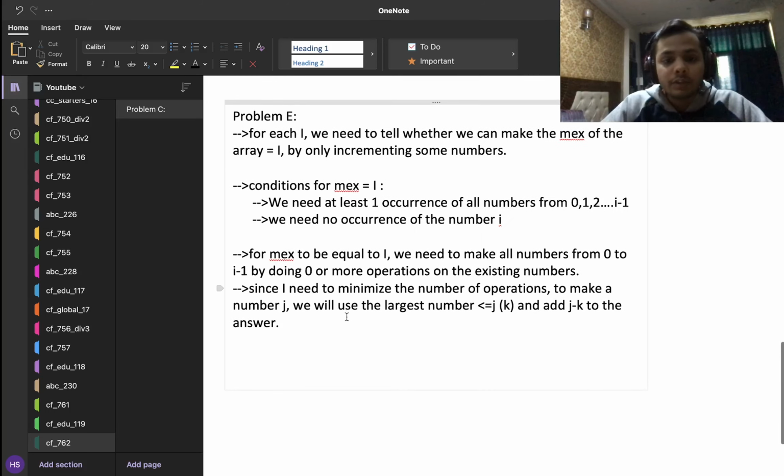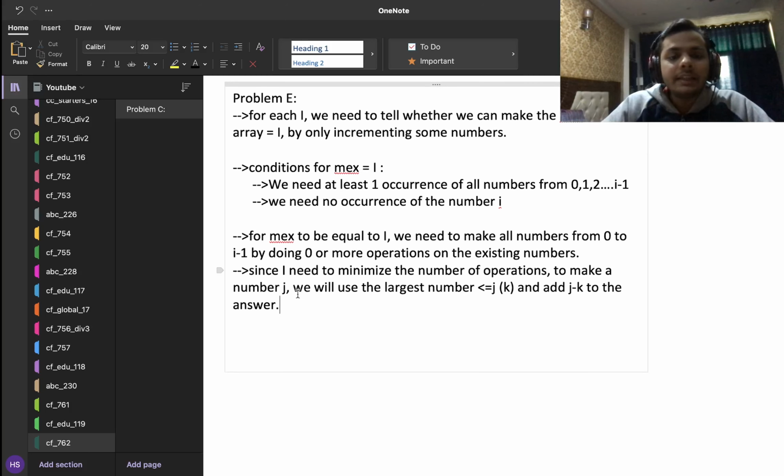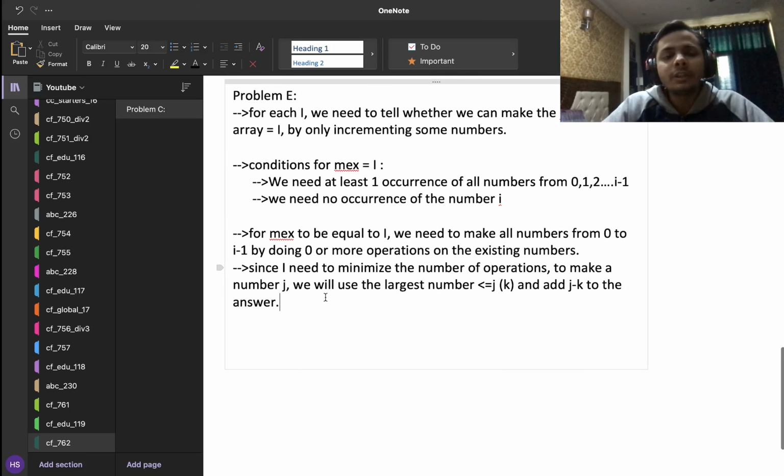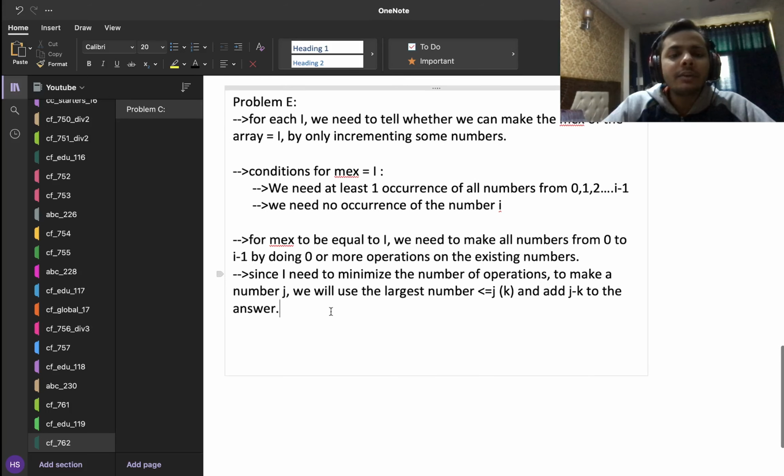Okay. So with that clear, I have a very greedy and correct algorithm. That is, for all the elements from 0 to I minus 1, I will try to find the closest element which is less than or equal to that and convert that element to j. So for all j from 0 to I minus 1, find a k which is closest to j and is less than or equal to j, and convert k to j and add j minus k to my answer.